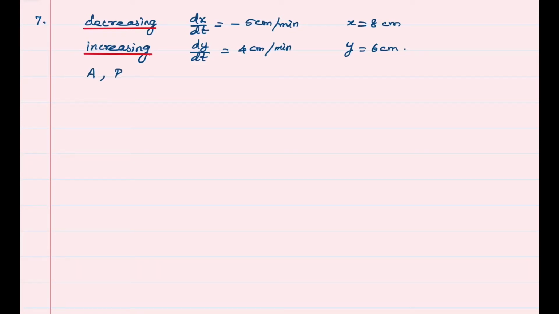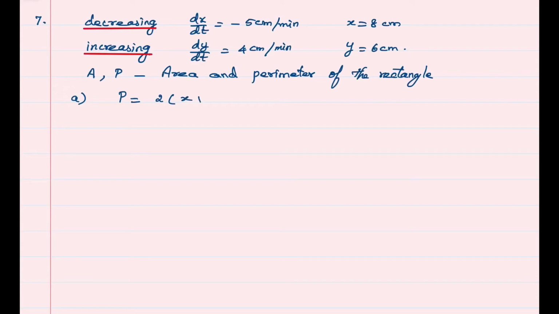Let A and P be the area and the perimeter of the rectangle. The first subdivision, rate of change of perimeter. Perimeter of a rectangle is 2 times (x plus y), where x is the length and y is the width. Let us differentiate both sides with respect to t. dP by dt is equal to 2 times (dx by dt plus dy by dt).